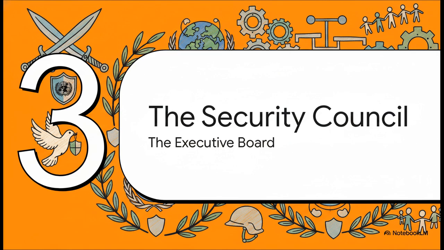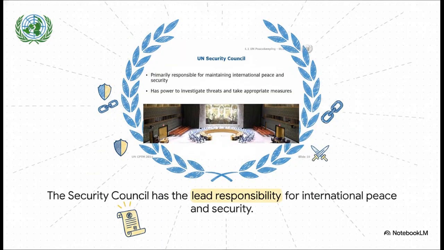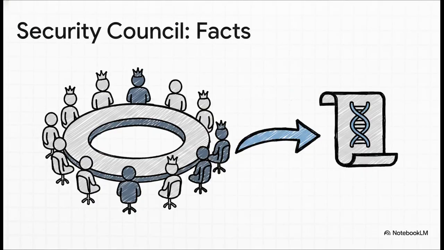Let's start with the most powerful body in the entire UN system when it comes to matters of war and peace, the Security Council. This is the room where the highest stakes decisions are made. According to the UN Charter itself, the Security Council has the lead responsibility for global peace. So when you hear on the news about a UN resolution being passed to address a conflict, it is coming from this room. So how does it actually work? Well, it's made up of 15 members, but here's the deal. 5 of them are permanent, and critically, they hold veto power. That means any one of them can block a resolution.